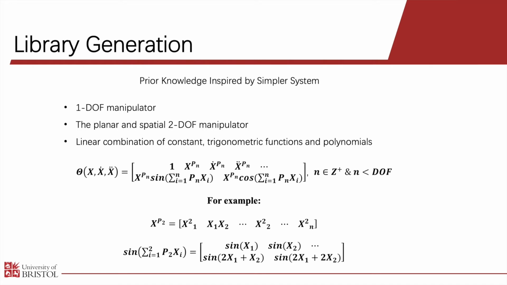The library consists of linear and nonlinear factors. The potential library factors for complex systems are usually a deduction from a simple structure and then joined together by a further combination of simple terms. For example, for the 3-degree of freedom manipulator, our work is inspired by the prior knowledge of the 1 degree of freedom planar and spatial 2 degree of freedom manipulators.